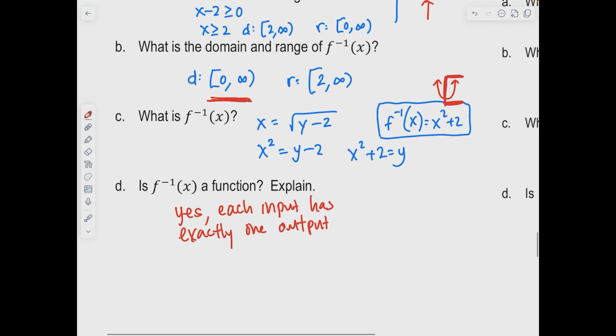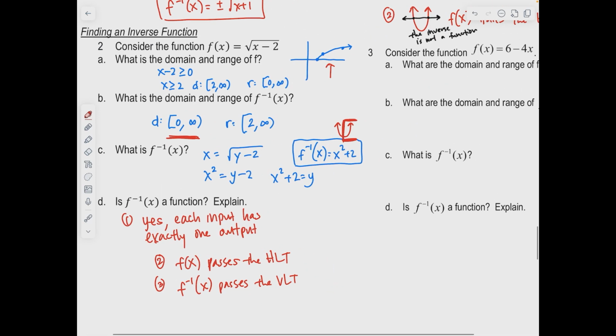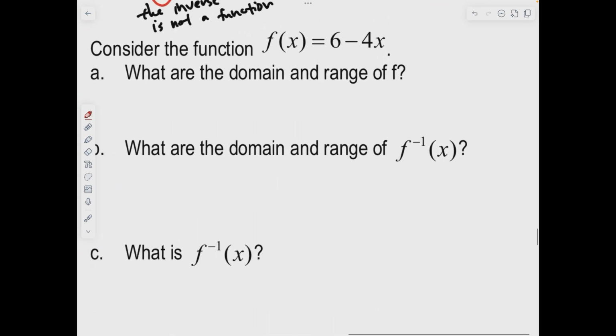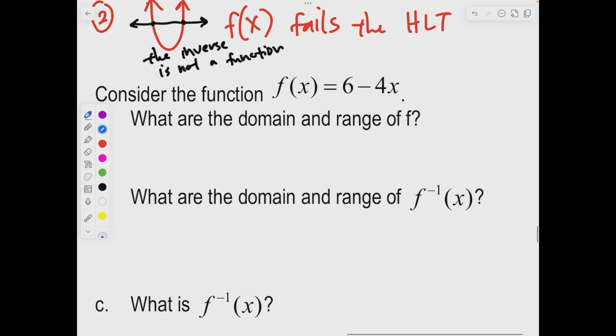Okay, or you could say f of x passes the horizontal line test, or you can say the inverse passes the vertical line test. Any of those will work as an answer. Okay. Number 3, consider the function. So for number 3, this is just a line and it has a negative slope. Because it's a line with a negative slope like that, what's the domain and range?